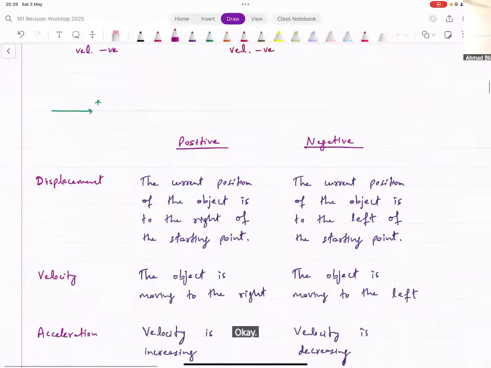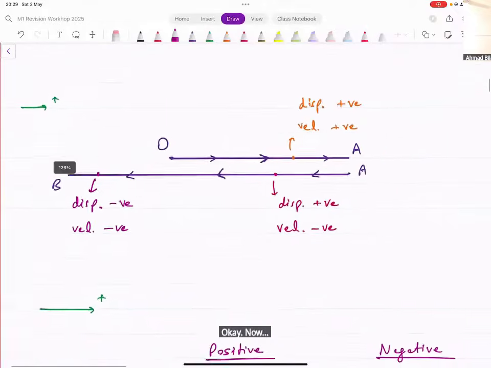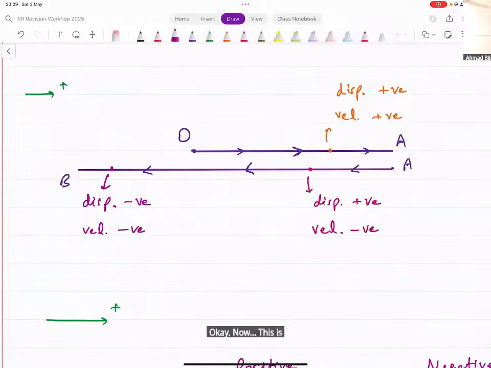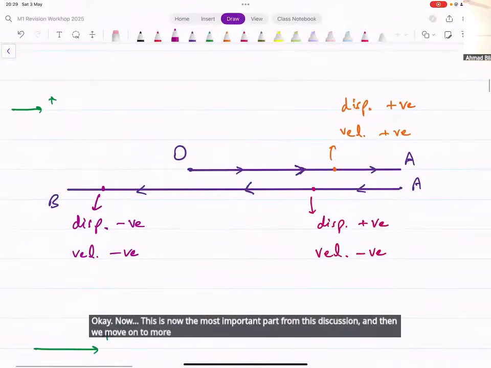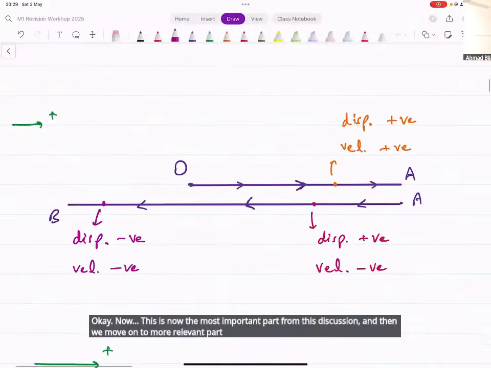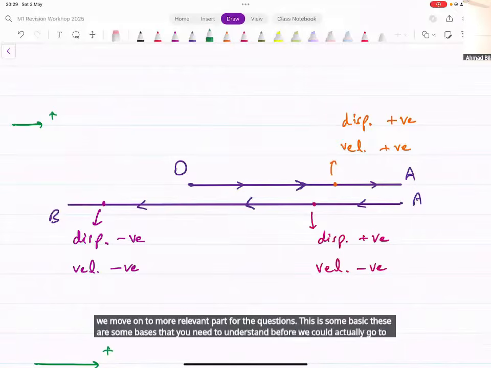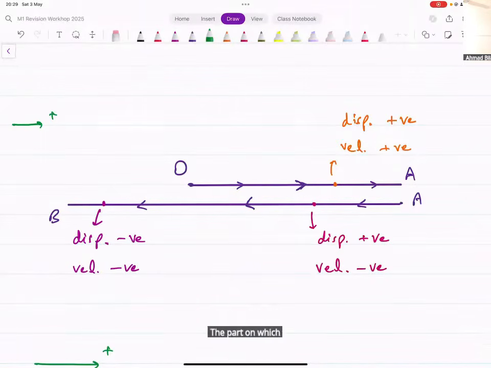Now, this is the most important part from this discussion, and then we move on to the more relevant part for the questions. These are some basics that you needed to understand before we could actually go to the part on which you get problems.